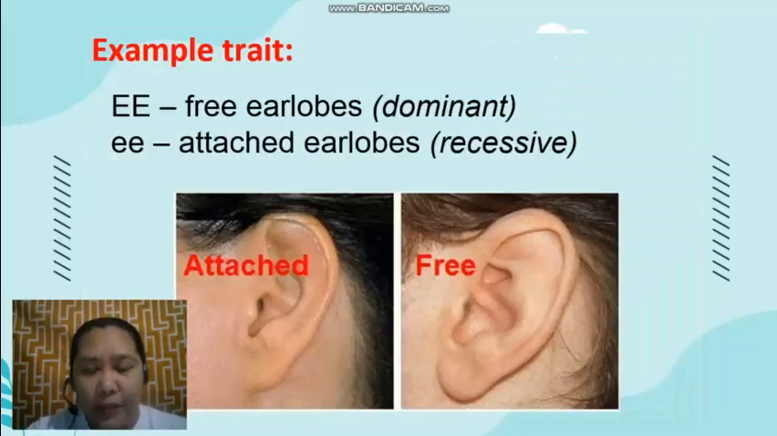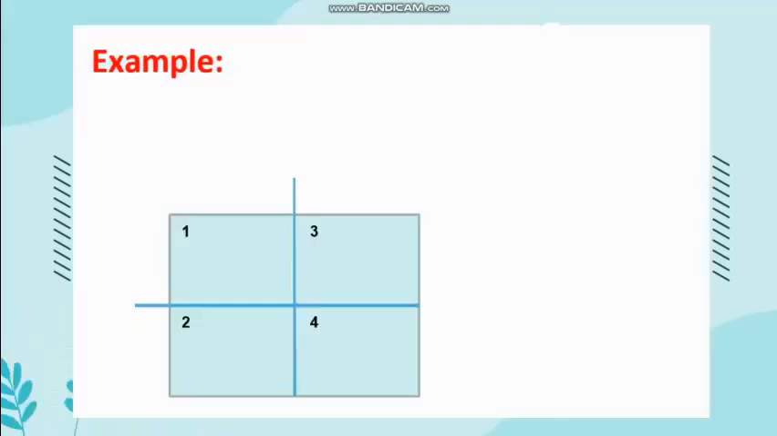Our example trait is free earlobes. The dominant trait, free earlobes, will have a genotype of both capital letter E. Our recessive trait is the attached earlobes, which will be represented by the genotype of both small letter e. So based on our example, let us draw our Punnett square and then write the numbers 1, 2, 3, and 4 to indicate the offspring.